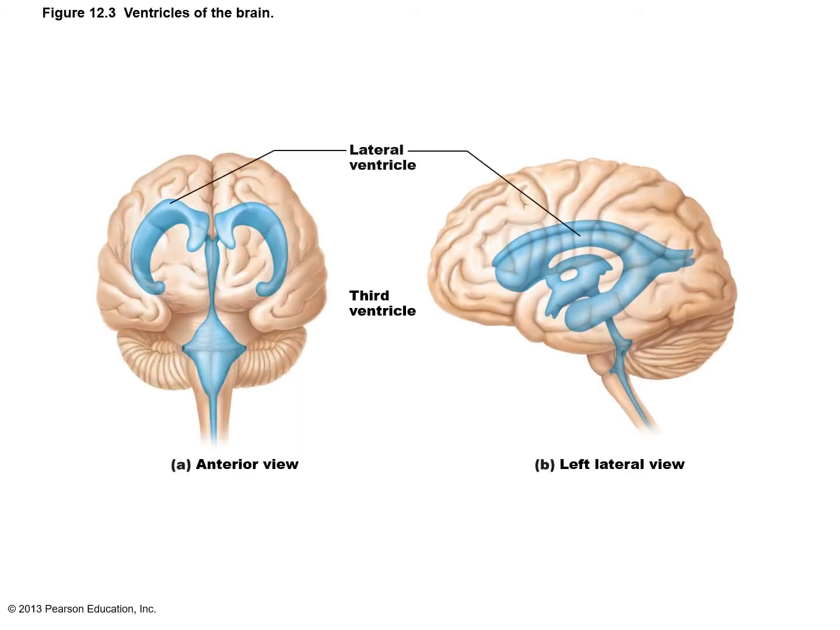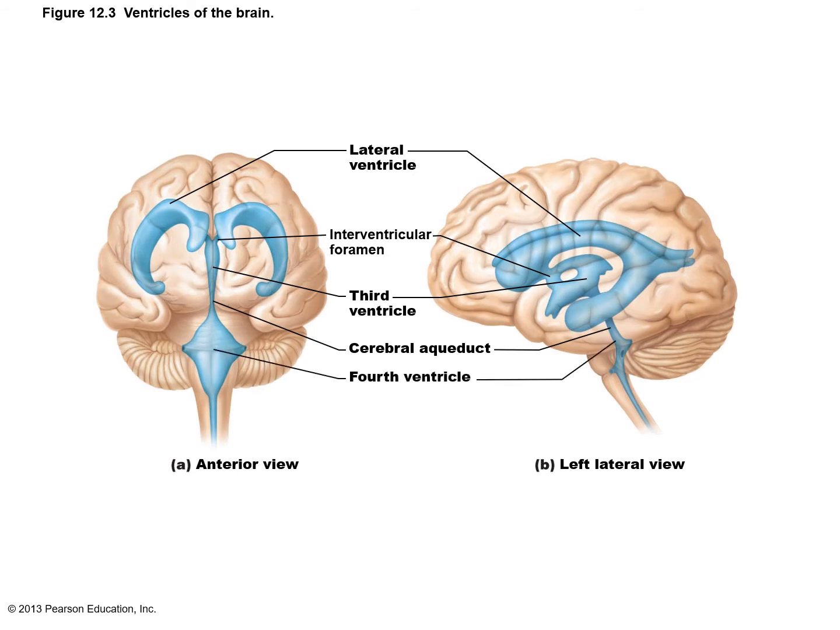Here you see the lateral ventricles. There's one ventricle in each hemisphere, and they are the largest ventricles in the brain. The lateral ventricles are connected by the interventricular foramen to the third ventricle. The third ventricle uses the cerebral aqueduct to connect with the fourth ventricle. Inferior to the fourth ventricle, you see it narrow down to become the central canal of the spinal cord.